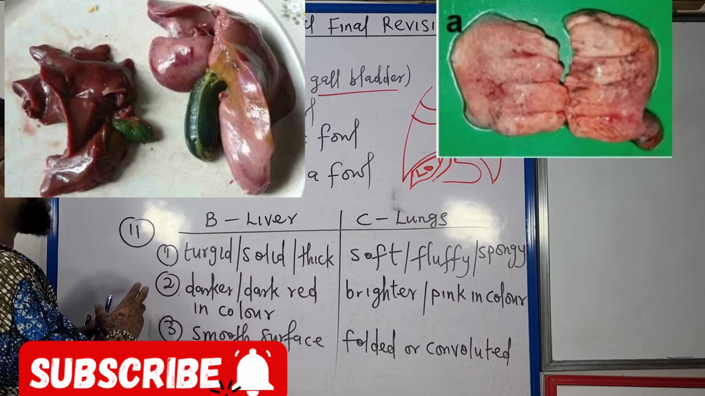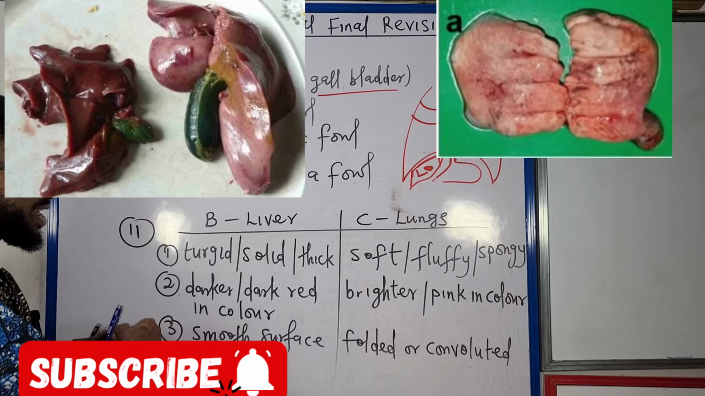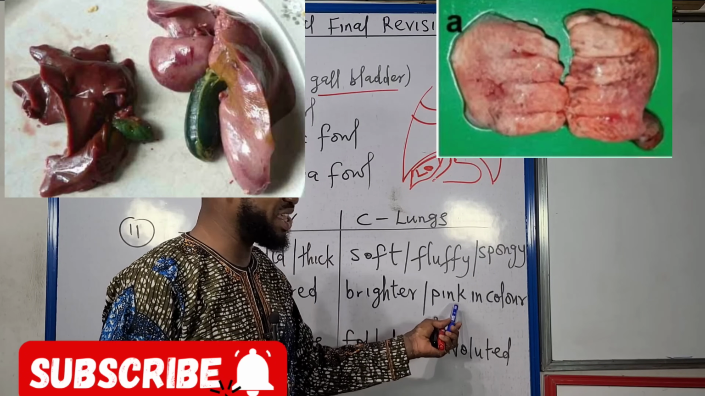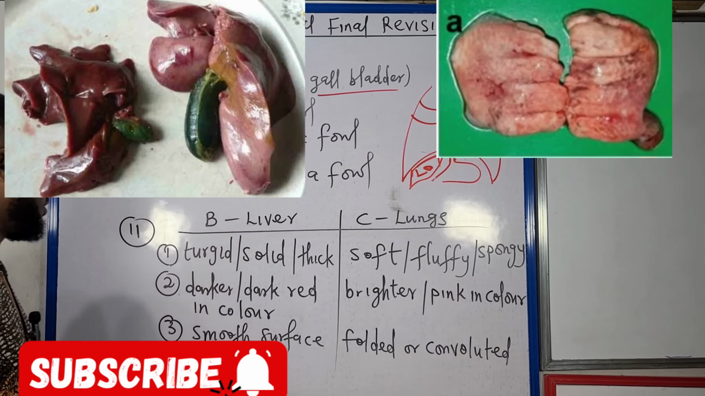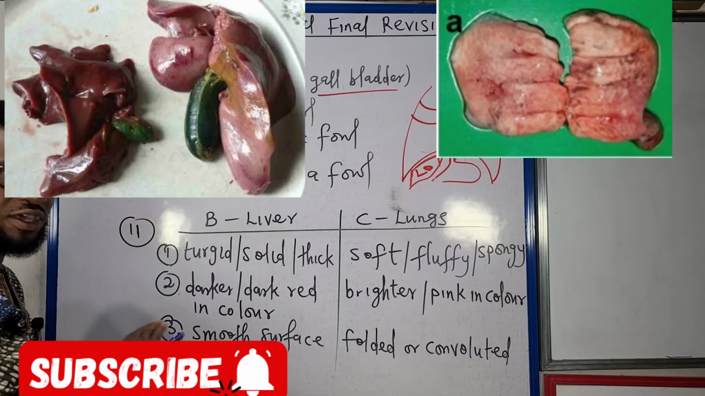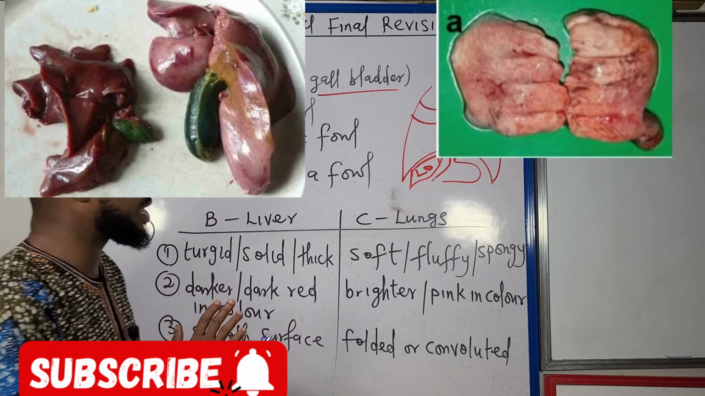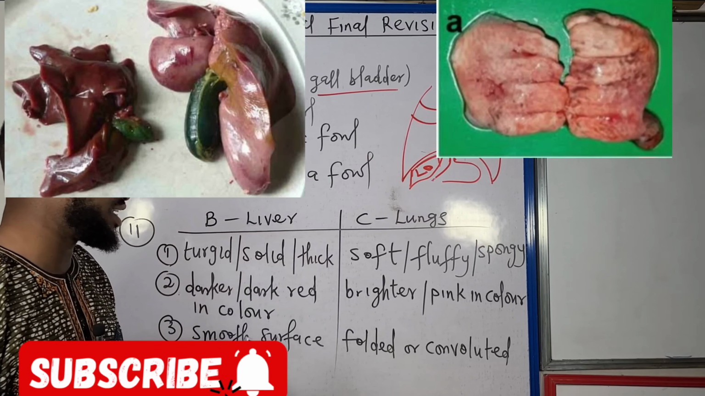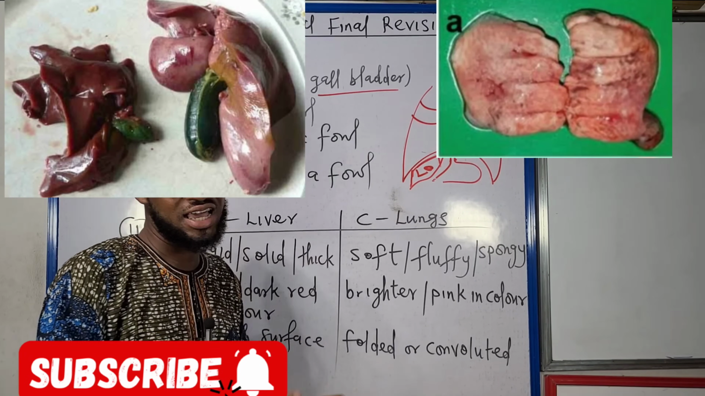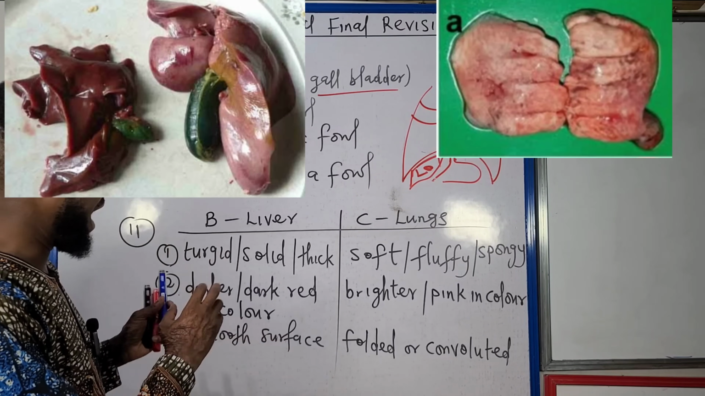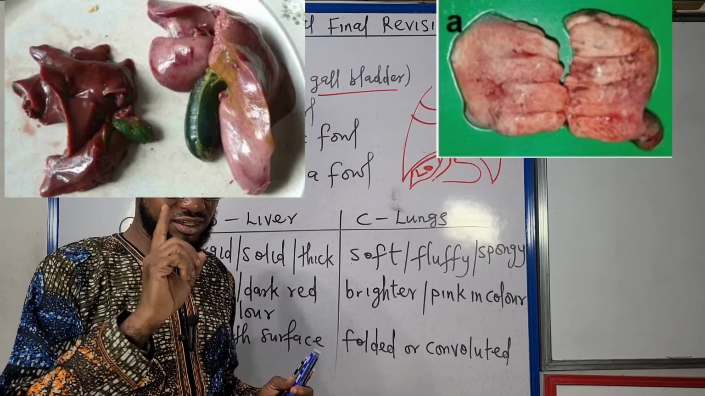spongy. And the liver is darker, dark red in color. The lungs are brighter and pinkish in color. The surface of the liver is smooth all through. The lungs are not exactly rough, but they are folded and a bit convoluted. Those are at least the observable differences.